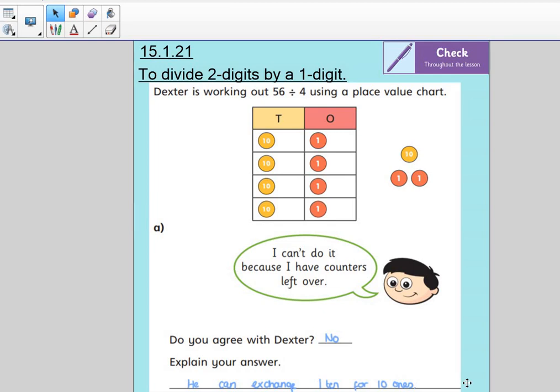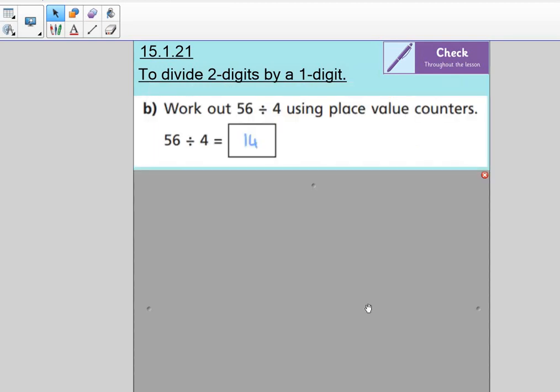The next question was about Dexter. Did you agree with Dexter? No, we didn't agree with him. He needed to exchange that 10 for 10 ones, didn't he? So that he had 12 ones that he could share out. The answer to part B of Dexter's problem was 14.